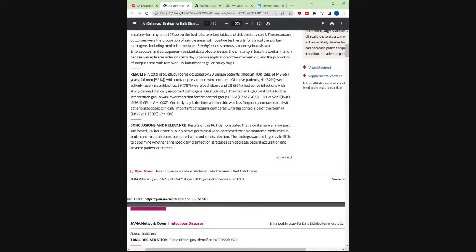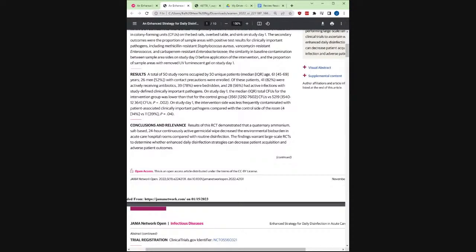And they found that on study day 1, the median CFUs for the intervention group, so the one that got that special wipe, was lower than the control group. Okay, so 3,500 CFU versus 5,200 CFU. And on day 1, the intervention site was less frequently contaminated with a clinically important pathogen compared to the control site. So this is quite promising, but let's look at the conclusion and then we dive deeper.